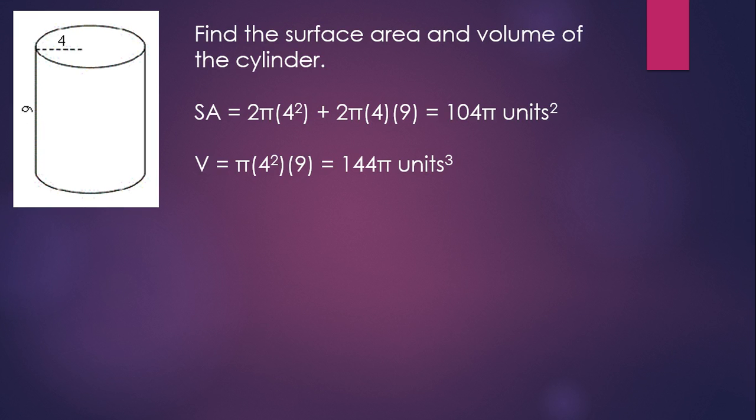For volume, we need the area of the base, pi r squared, pi times 4 squared, times the height, which is 9, for 144 pi cubic units.